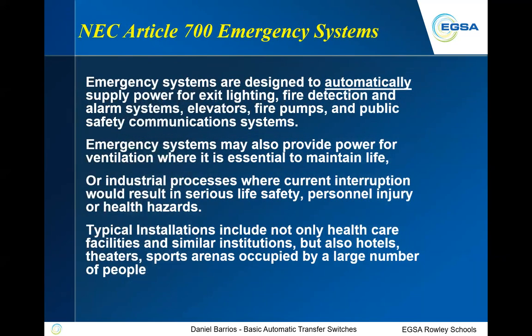In Article 700, you notice that the emergency systems are designed to automatically supply power. As you can read, the emergency system may provide power for ventilation. That's a very good comment. If you are a high-rise type building and your exit is to go down the set of stairs, obviously not using the elevators, those corridors need to be evacuated. They need to be ventilated so that it's safe for the people to evacuate through that area. An industrial process where current interruption would result in serious life safety issues.